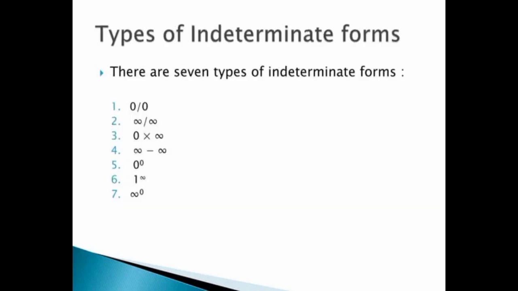So, these are the types of indeterminate forms. First, we have 0 over 0, infinity over infinity, 0 times infinity, infinity minus infinity, 0 raised to 0, 1 raised to infinity, and lastly, infinity raised to 0.